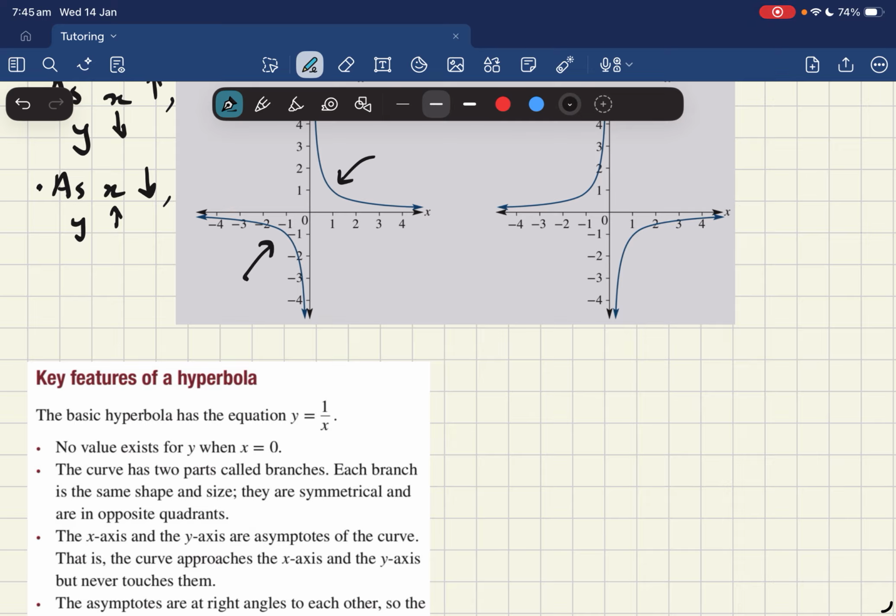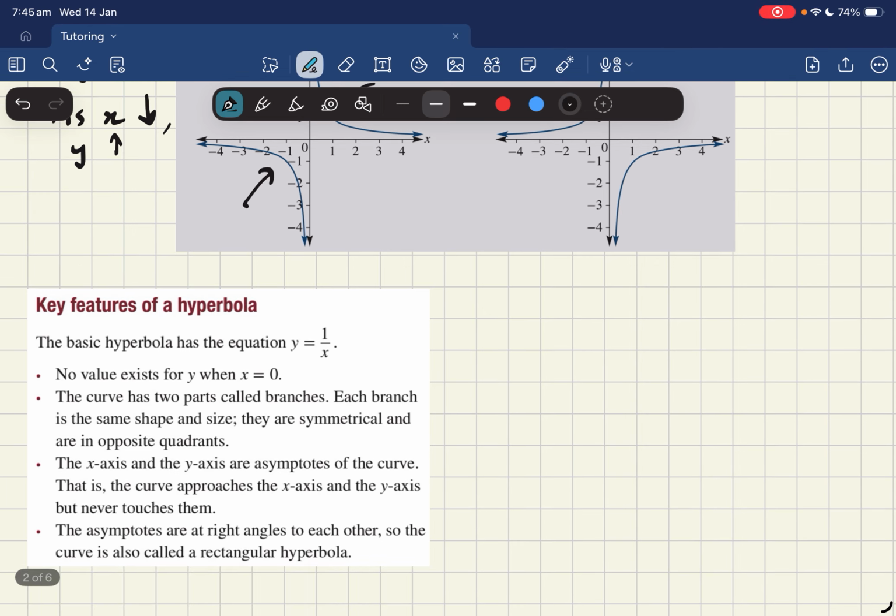Now, each branch is the same shape and size, and they're symmetrical and in opposite quadrants. So we can see that here and on the second one as well. Now, the x and y-axis are asymptotes of the curve. That is, the curve approaches the x-axis and the y-axis but never touches them. And the asymptotes are also at right angles to each other. So we also sometimes call the curve a rectangular hyperbola.